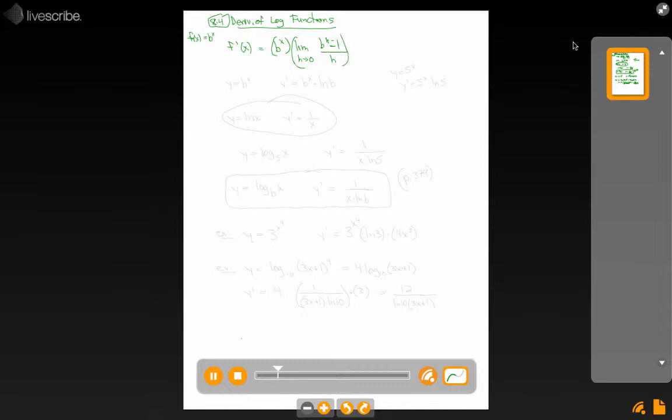And what we discovered was that if you had the letter e, that limit equaled 1, and so that's why the derivative of e to the x was e to the x. But for all these other bases, if you have y equals b to the x, the derivative of it was b to the x, but then multiplied by ln of b, which is what that limit turns out to give you.